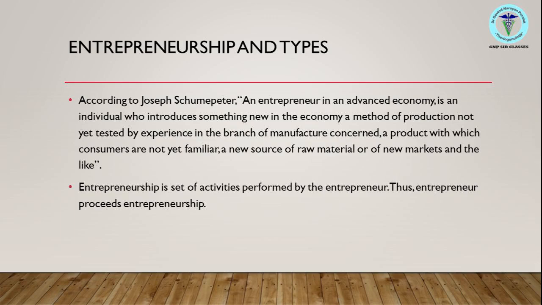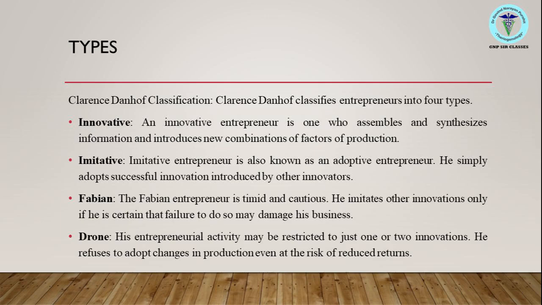Entrepreneurship is a set of activities performed by the entrepreneur. Thus, entrepreneur precedes entrepreneurship. Clarence Danhoff classification. Clarence Danhoff classifies entrepreneurs into 4 types. Innovative. An innovative entrepreneur is one who assembles and synthesizes information and introduces new combinations of factors of production. Imitative. An imitative entrepreneur is also known as an adoptive entrepreneur. He simply adopts successful innovation introduced by other innovators.